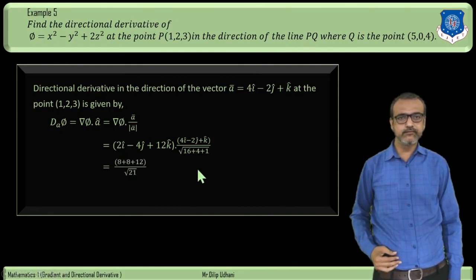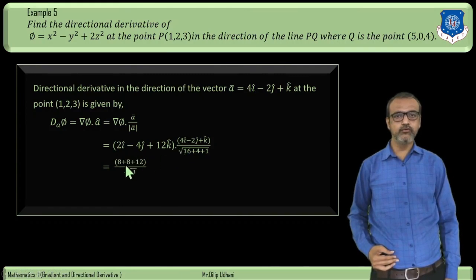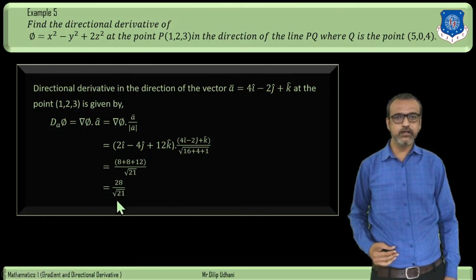Now we will simplify this result. So you can see that 2 into 4 is 8, then minus 4 into minus 2 is again plus 8, and finally plus 12 into 1 is 12. Now adding 16 plus 4 plus 1, that is 21, so it is the square root of 21. Now simplifying, 8 plus 8 is 16, and 16 plus 12 is 28. So the directional derivative of the given surface phi in the direction of the PQ vector is 28 divided by square root of 21.